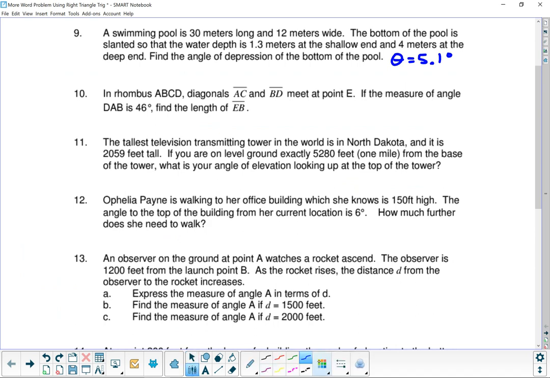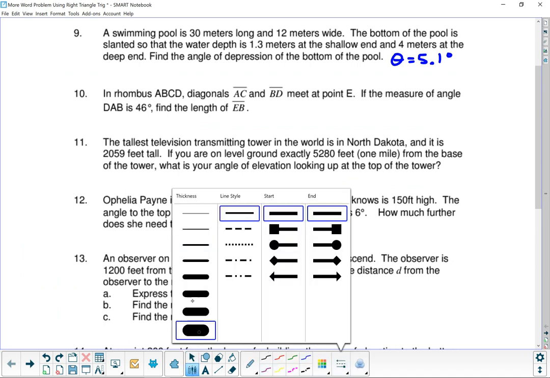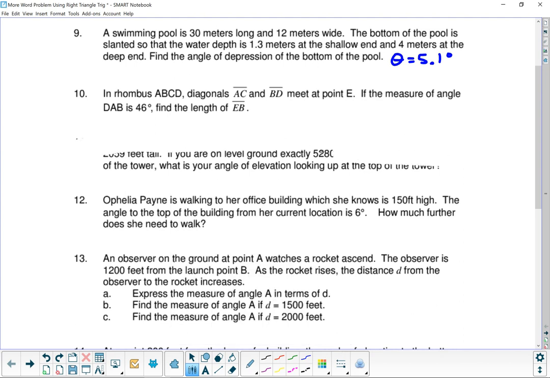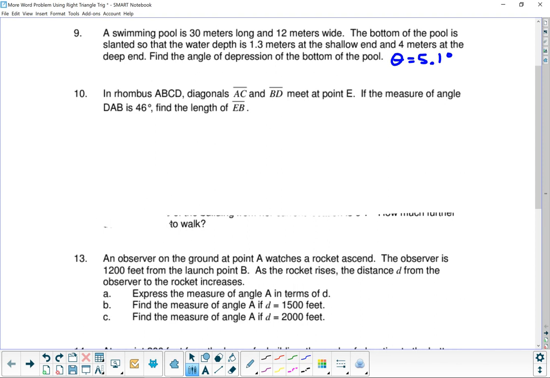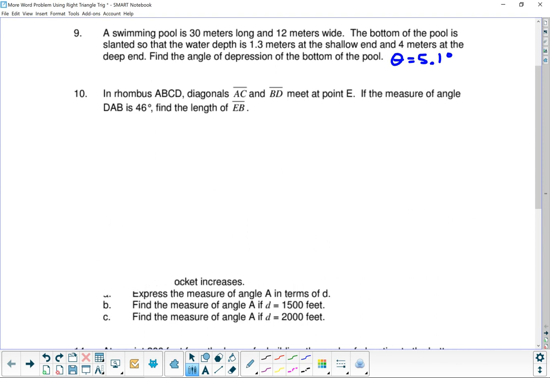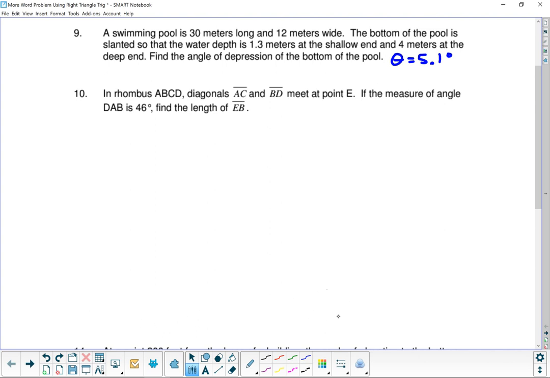Number 10. Okay, a rhombus ABCD with diagonals AC and BD meet at point E. If the measure of the angle DAB is 46, what's the length of EB?